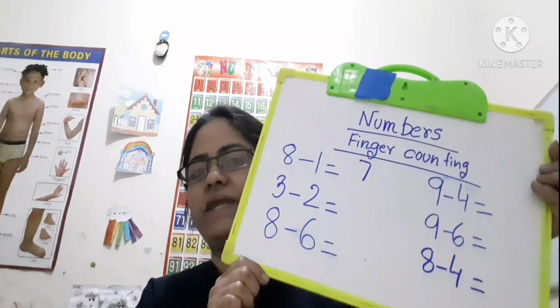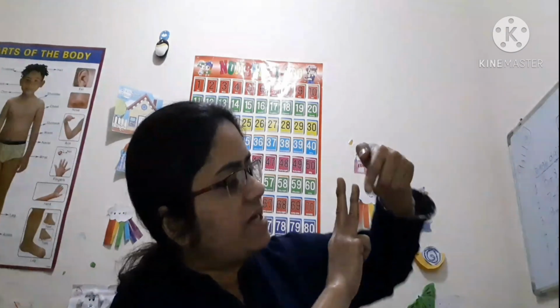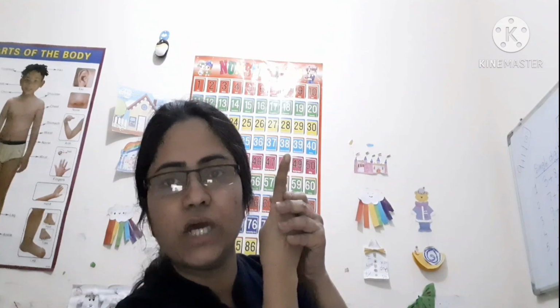Next one is 3 minus 2. How do I count 3? You know this is the 3. Minus 2 means from the right side to left side, I have to close 2 fingers. 1, 2. How many fingers remaining? 1. So 3 minus 2 is equal to 1.